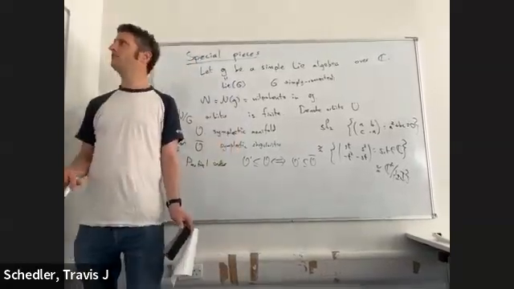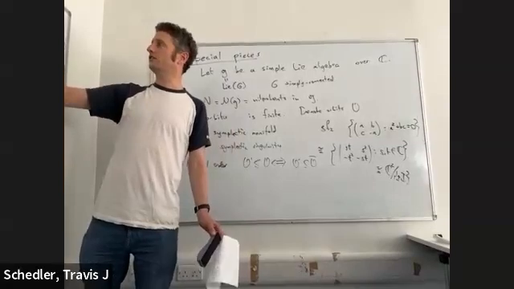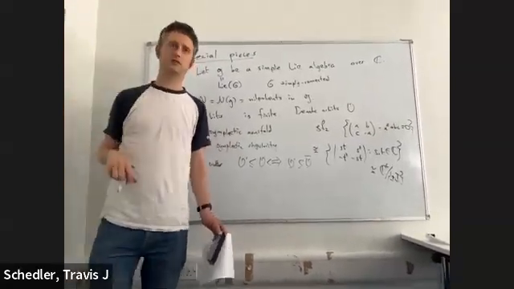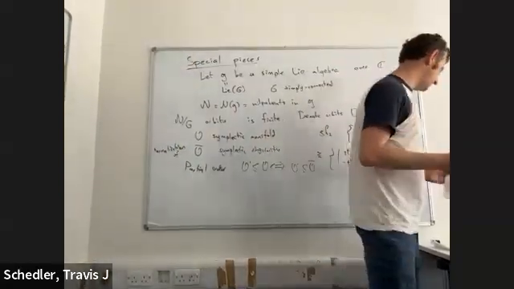Okay, so if you write this poset as a Hasse diagram, that means there's one edge at the bottom, one edge at the top.